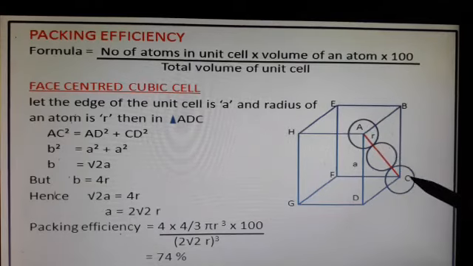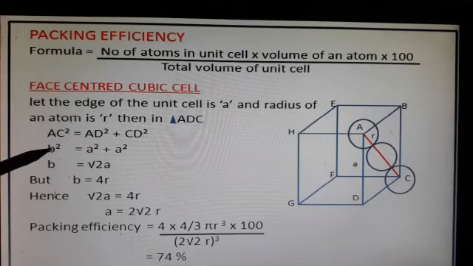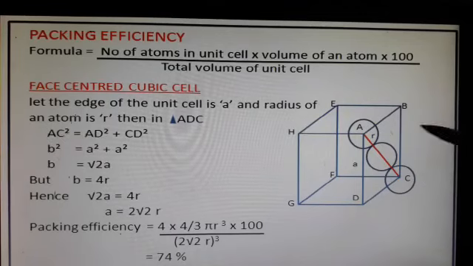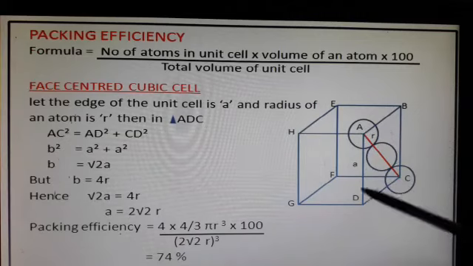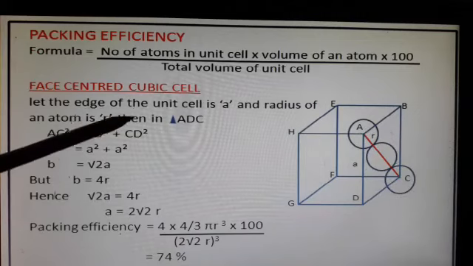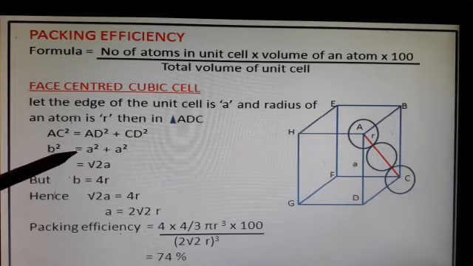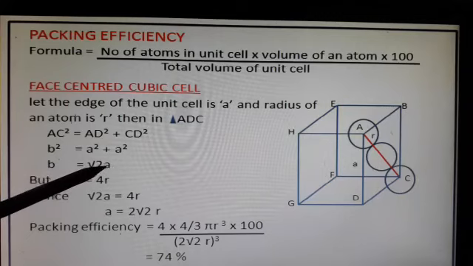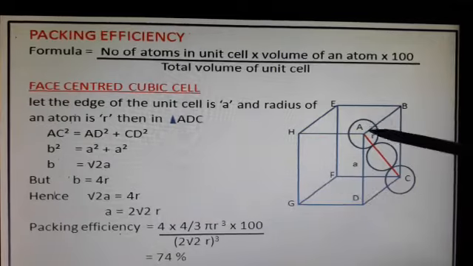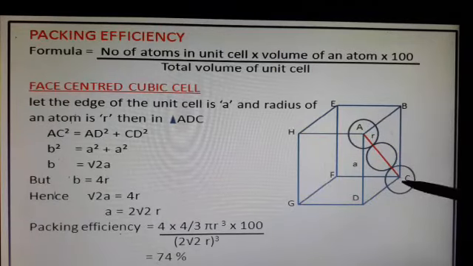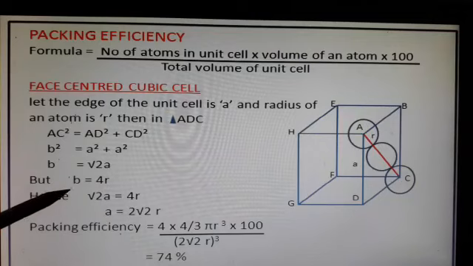Value of AC: name this line as B. Suppose the length of AC is B. So AC square should be B square. AD is the edge of cube. So this is A. So AD square will be A square. CD square will be A square. So B square is equal to A square plus A square. It is B square is equal to 2A square, or B is equal to root 2 A. This is the length of AC. But we know that B is equal to 4R.